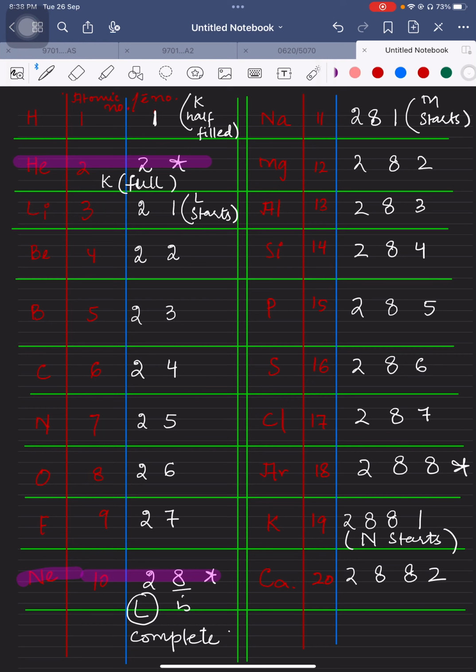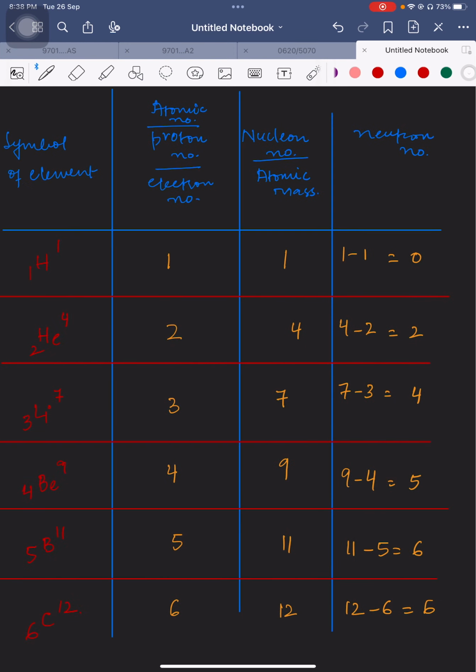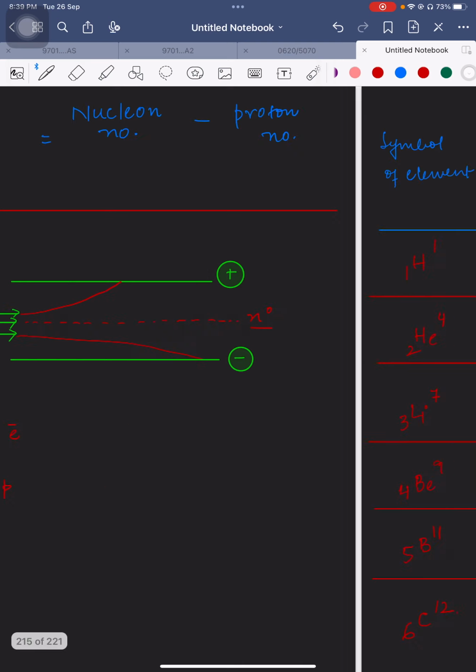You people should know how to write down the electronic configuration. Before this, in the previous lecture, I told you how to calculate the neutron number. This is very, very important because the examiner asks how to calculate the neutron number from the given nucleon number and proton number. I have told you about this formula at the top, and then we have studied the deviation concept.